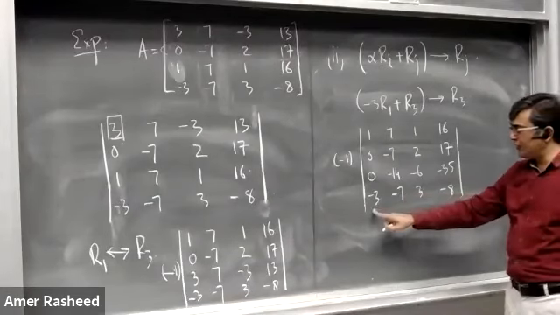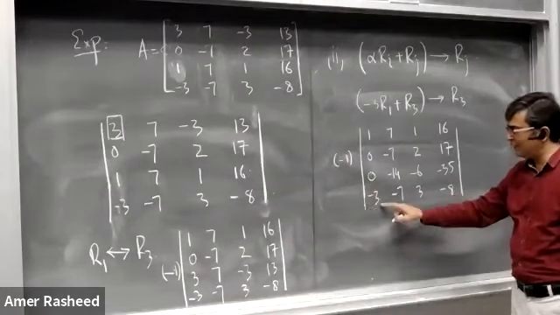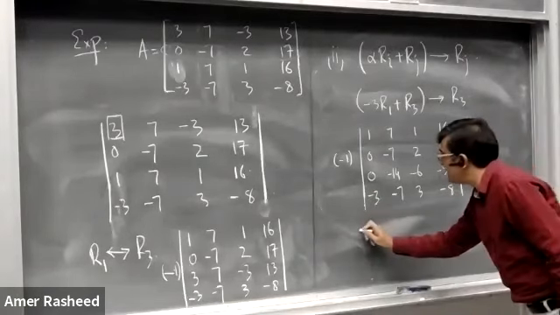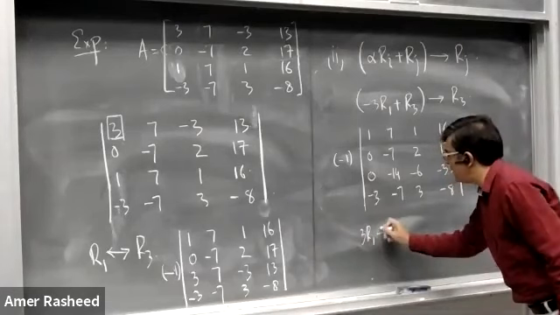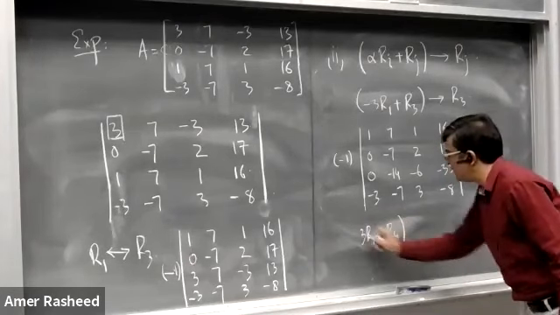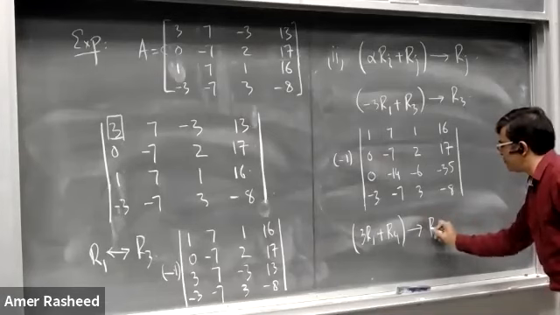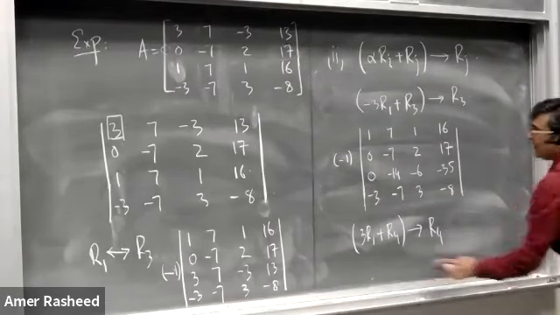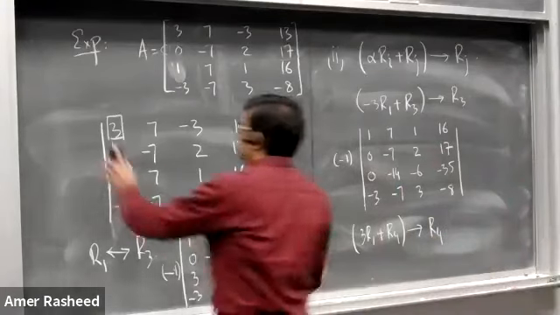Now, what you are going to do here, you are going to make this entry 0. What operation do I need here? 3R1 plus R4. And which row is going to change? Row 4.